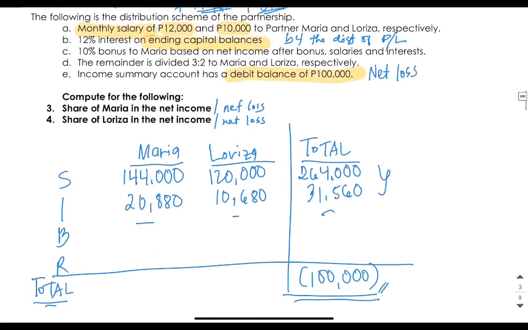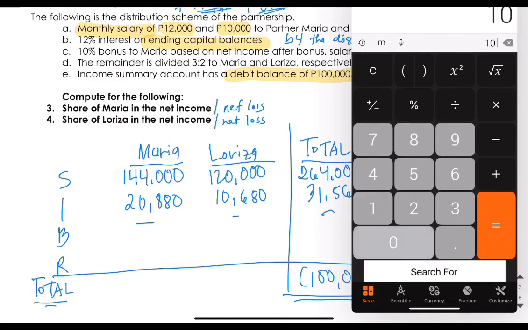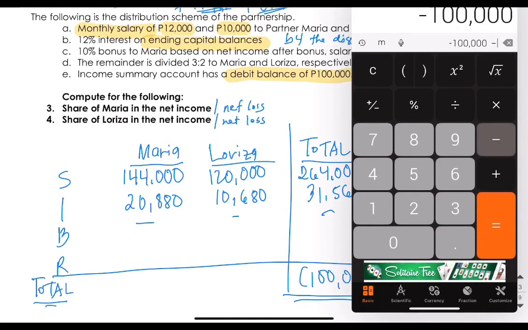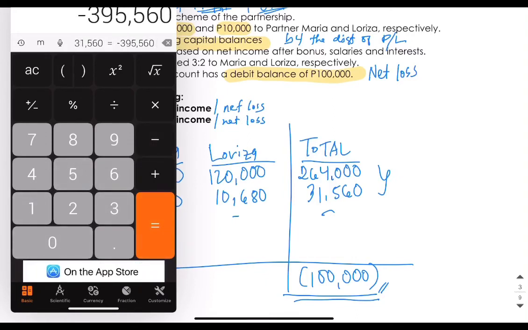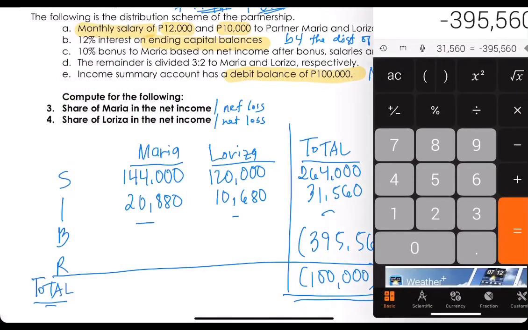Next, how much is the remainder? How do we compute again for the remainder? So 100,000, the difference, but don't forget to change the sign. So it should be in negative. Negative 100,000 minus 264,000 minus 31,560. Of course that will give us negative 395,560. So that is the remainder.